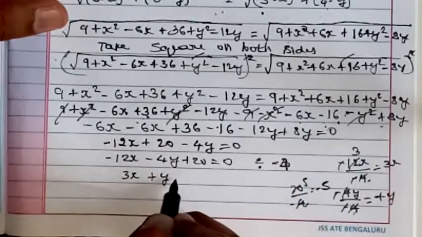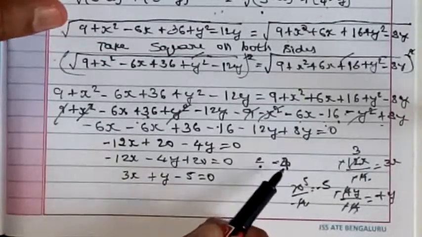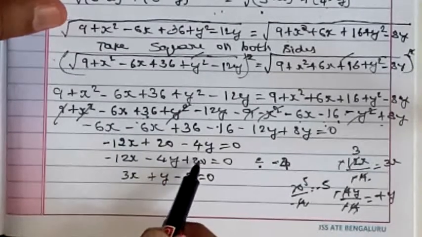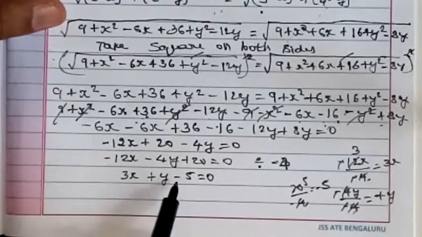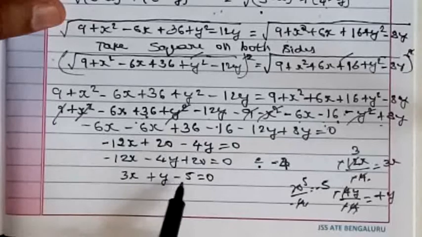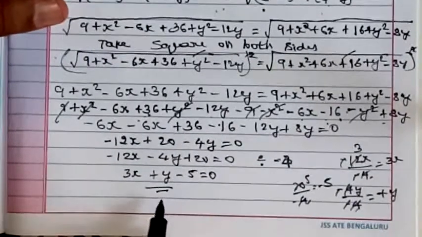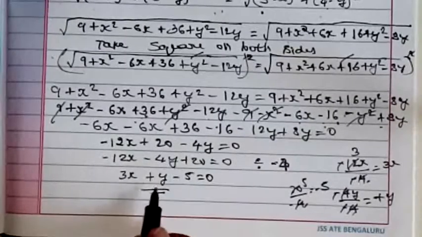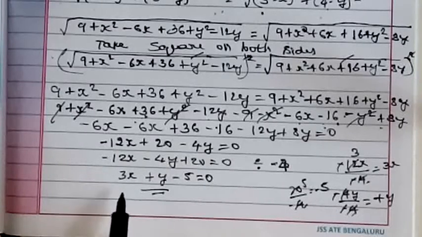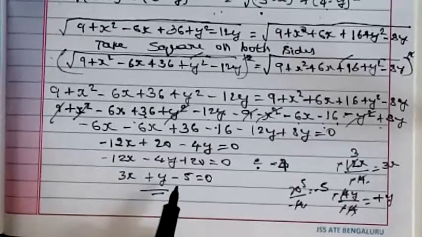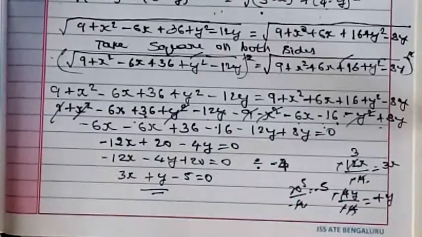So therefore minus 5 equals 0. Plus divided by minus is nothing but minus, so minus 5, and this is the relation between x and y which we need. So this is the required relation of x and y: 3x plus y minus 5 equals 0, children. And thank you.